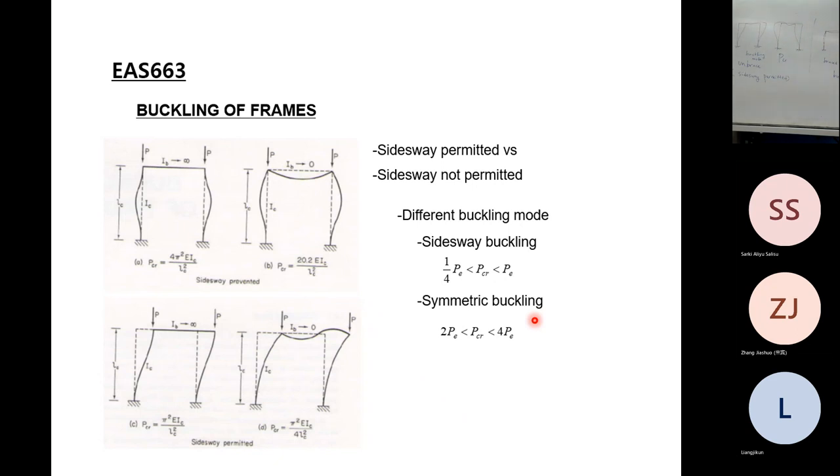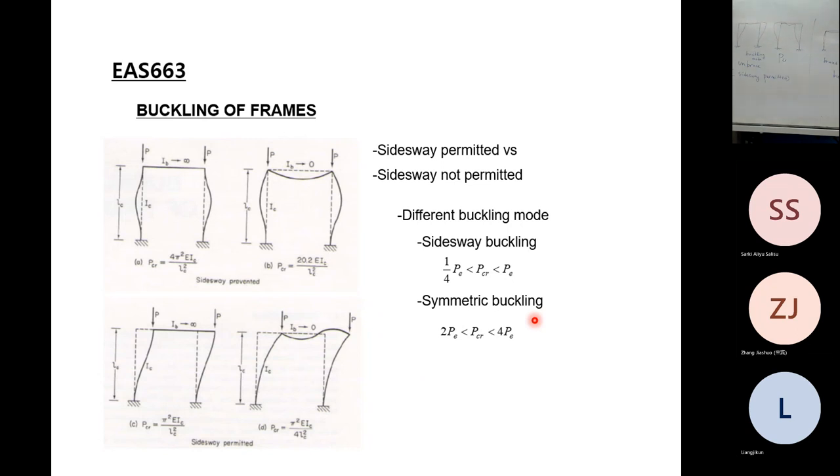How much? It depends on EI of the beam, EI of the column, the length of the column, the length of the beam. But the range is like this. And from here, we can see if you don't brace the column properly, the P critical will be very much lower than if you brace it properly.